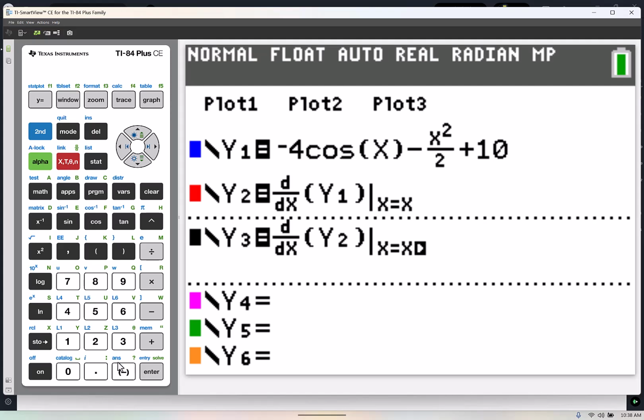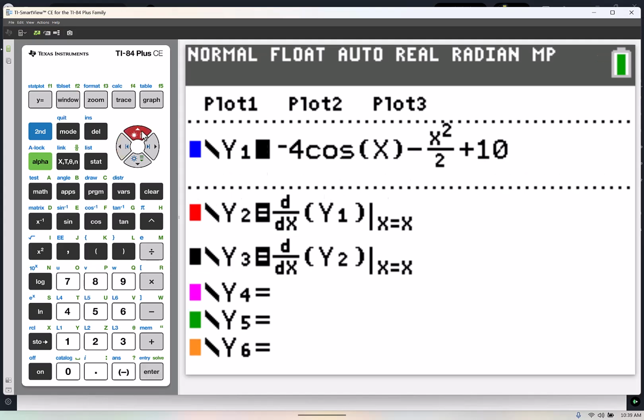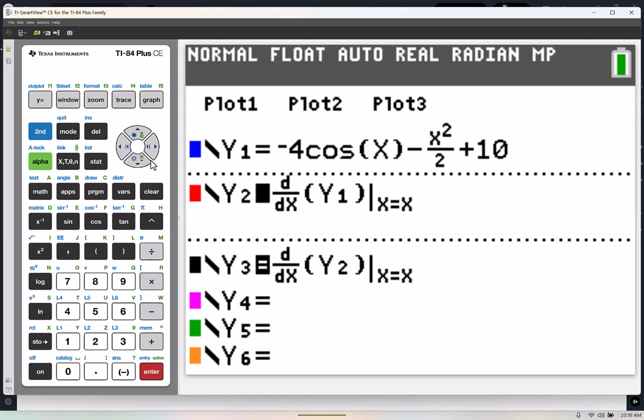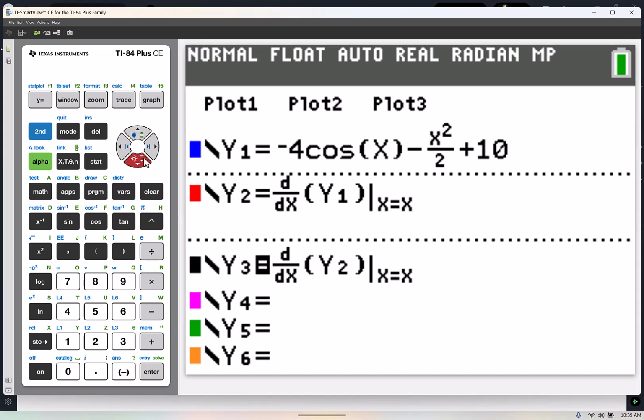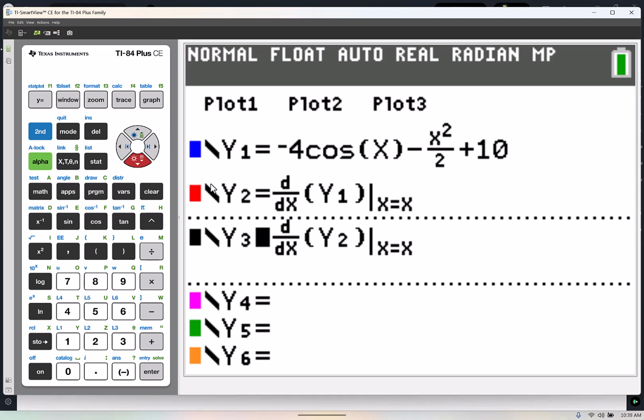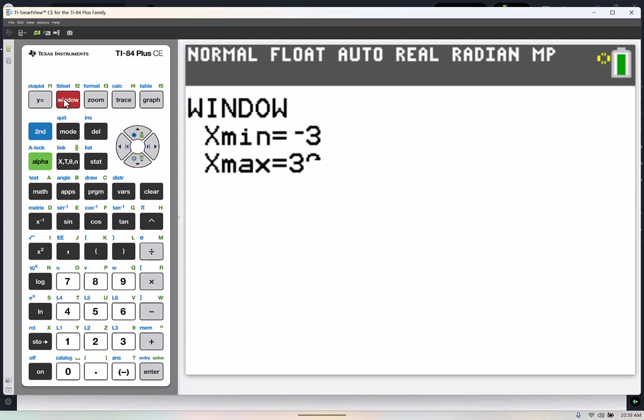I'll make sure that we understand the logic of what we're doing here. y1 is position, y2 is velocity, and y3 is acceleration. I'm going to turn off y1 and y2. See what I did there, guys? I just went to the equal sign and pushed enter. So when you push enter, it turns off y1 and y2. Don't push graph yet. I'm going to click on window.